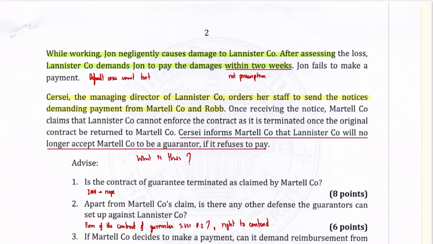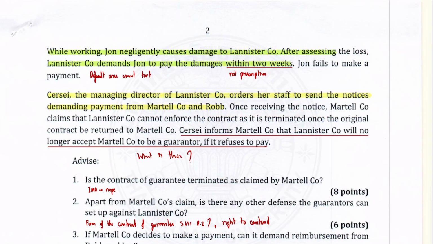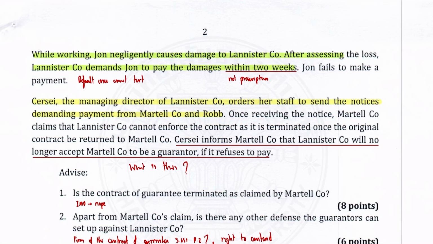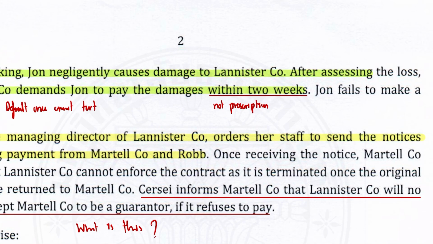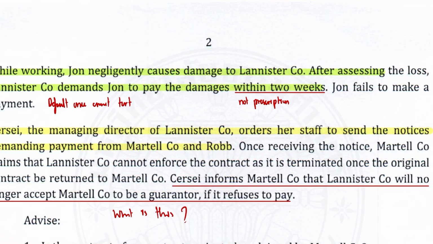Then, while working, John negligently caused damage to Lannister Cole after assessing the loss. Lannister Cole demands John to pay the damage within 2 weeks. John fails. So, what is within 2 weeks? This within 2 weeks is not a prescription. It is just something like a reminder for John to pay at a certain time.